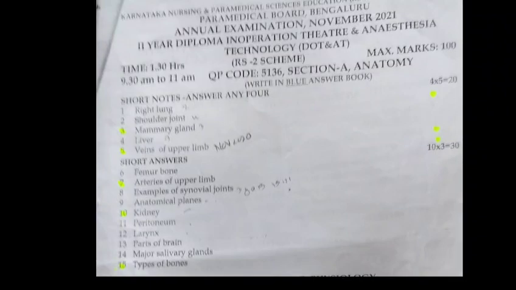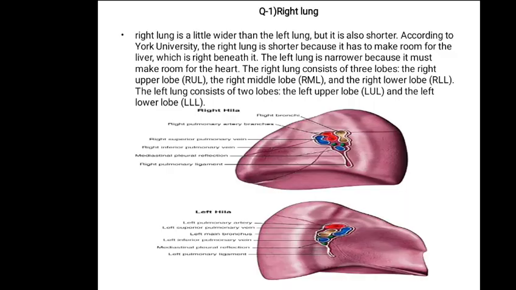Question number 1. Right lung. The right lung is a little wider than the left lung, but it is also shorter because it has to make room for the liver, which is right beneath it.